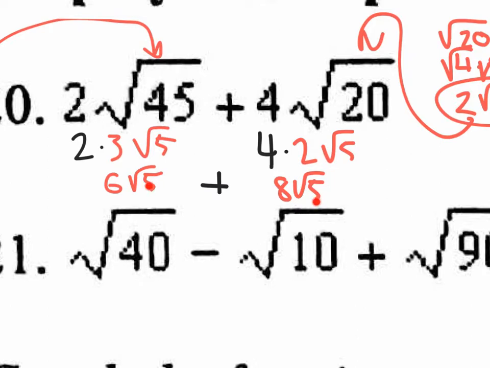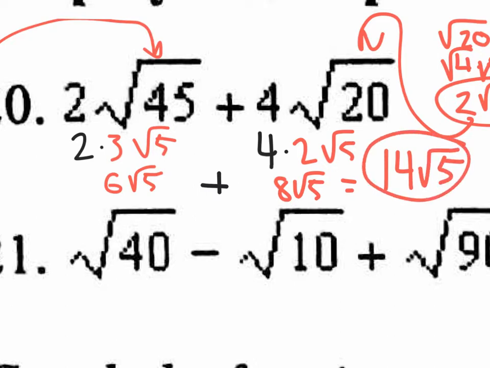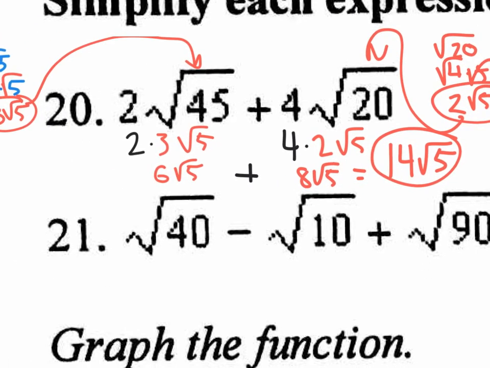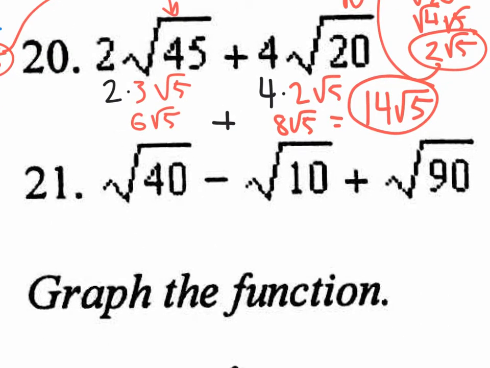And now that you have the same square root values, you could actually add them together and get your final answer, which is going to be 6 plus 8, that's 14. And of course you have that same square root of 5. It's kind of like if it were x's. 6x plus 8x, that's a total of 14 x's. In this case, 6 square root of 5 plus 8 square root of 5, you get 14 square root of 5 total as a final answer for number 20. Sorry.